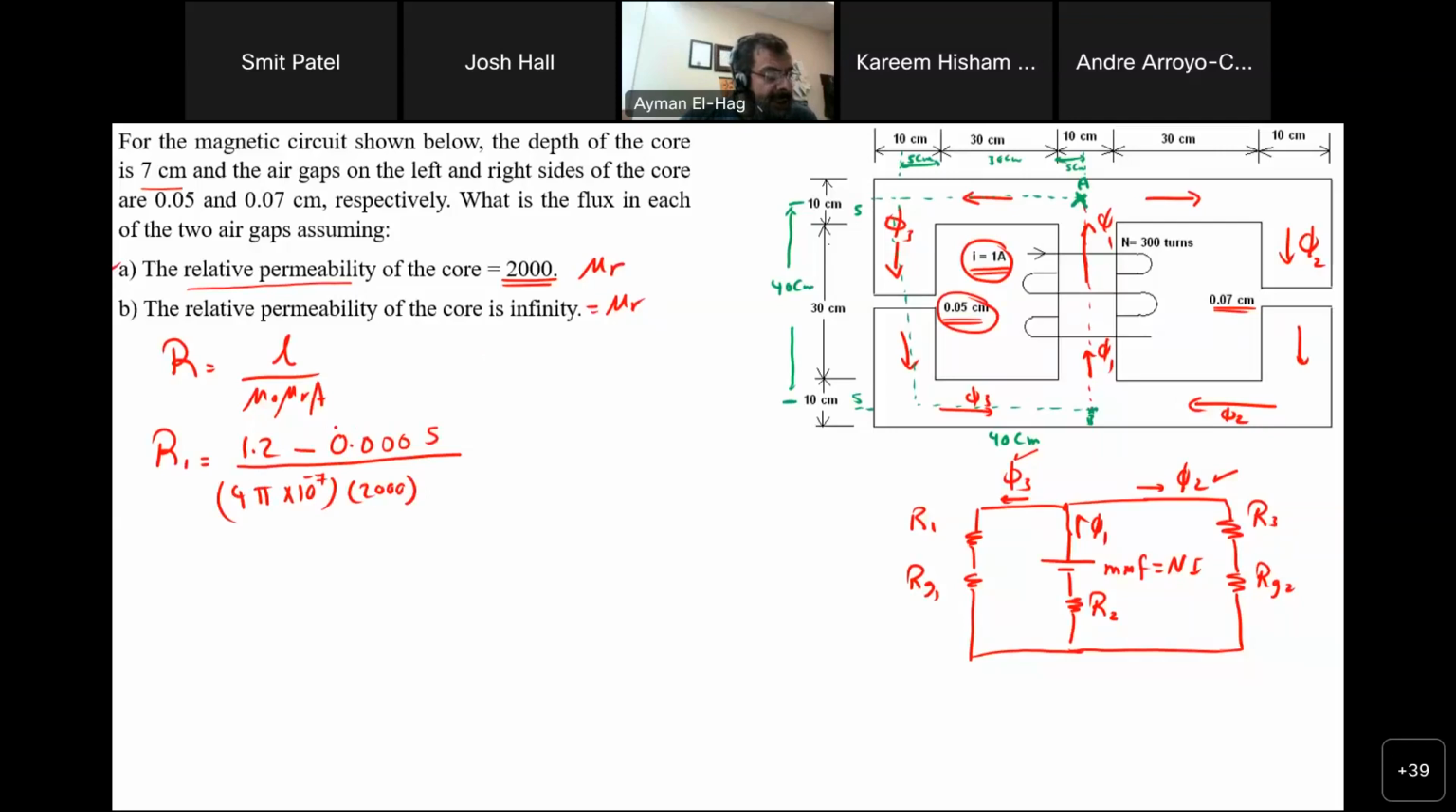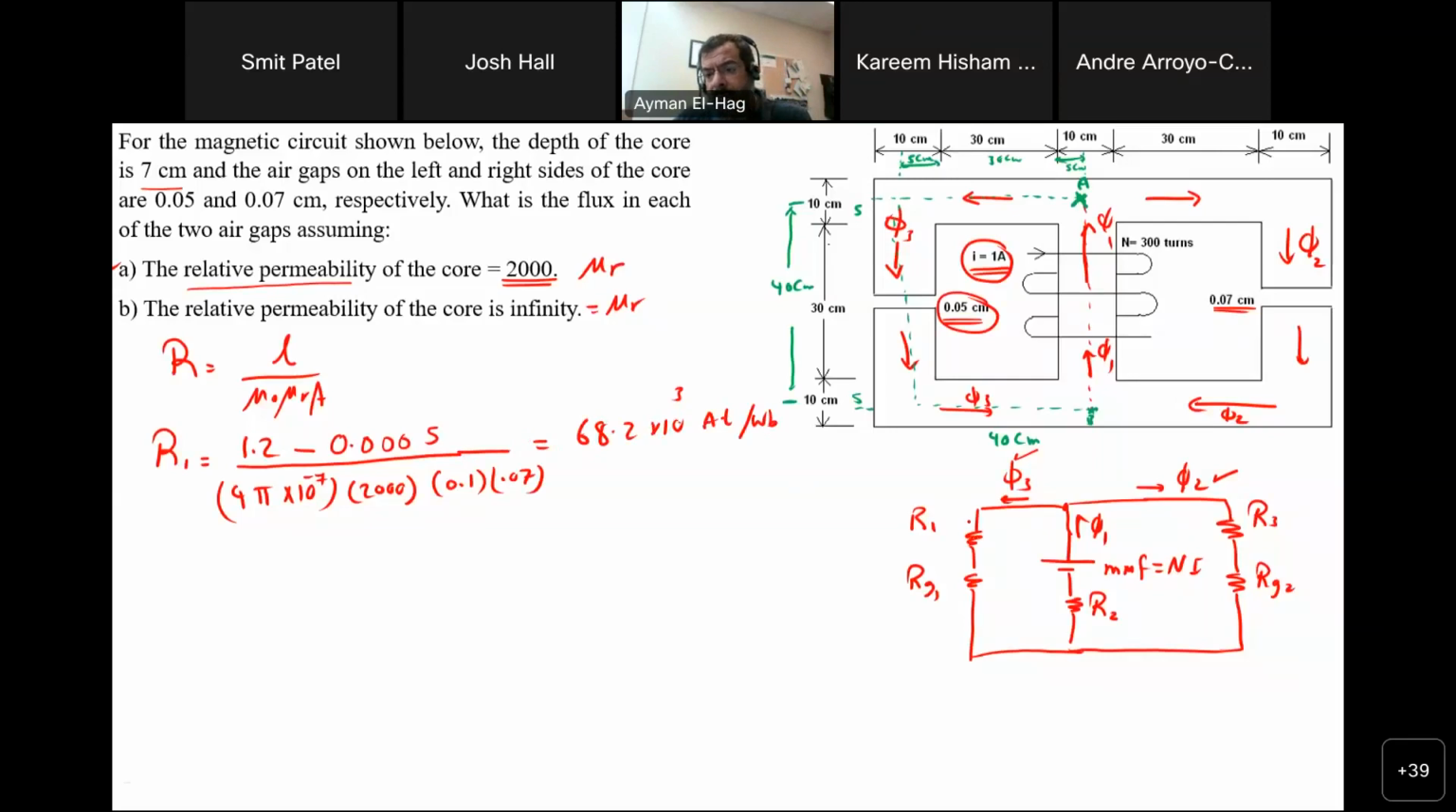And A, the cross-sectional area. Now the width is 10 centimeter or 0.1 meter, and the depth is 7 centimeter or 0.07. That's it. These are all dimensions, and this will equal 68.2 times 10 to the power 3 ampere turn per Weber. Okay, so this is your first reluctance.